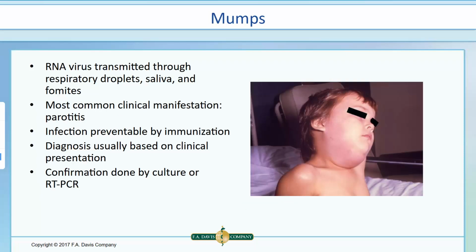Mumps. An RNA virus that's transmitted through respiratory droplets, saliva, and fomites. That's when someone touches an inanimate object and then someone else comes and touches that same inanimate object and ends up getting infected. The most common clinical manifestation is parotitis. Infection is preventable by immunization. Diagnosis is usually based on clinical presentation. Confirmation is done by culture or real-time PCR.